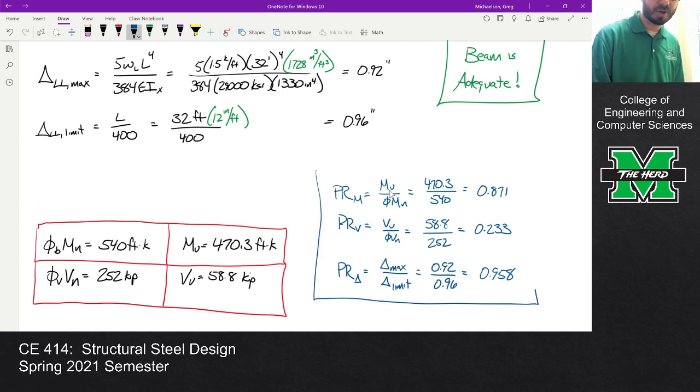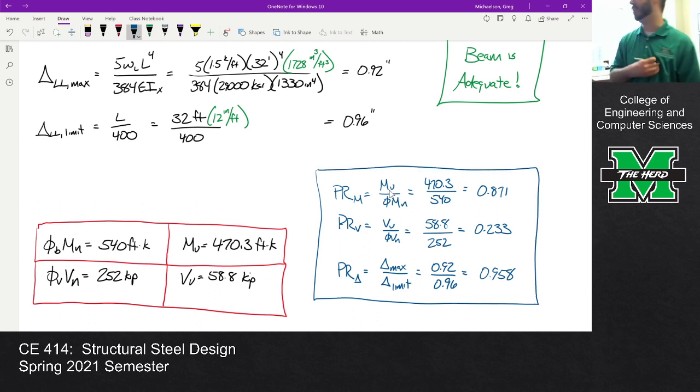The nice thing about a performance ratio is it allows an engineer to look at the problem in a normalized fashion, and you can start to see what governs the design. For instance, if I look at these three performance ratios for moment, shear, and deflection, you can see that shear really didn't matter for this particular beam. If I look at the shear load versus the shear capacity, there's more than enough capacity. The performance ratio is really small. For moment, moment mattered a lot more, but it didn't matter as much as deflection. For this particular problem, deflection is what governed the design.